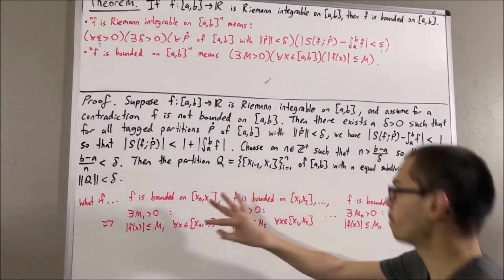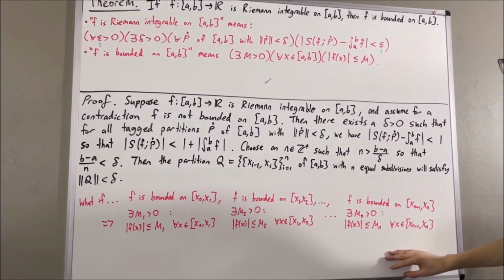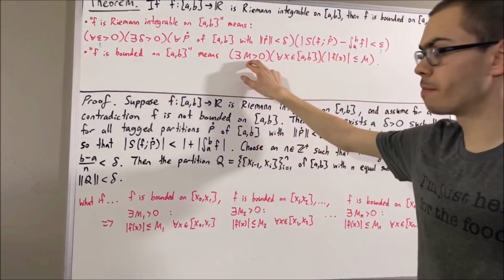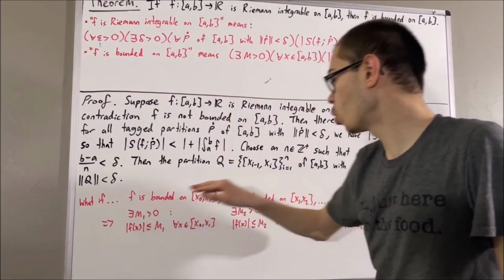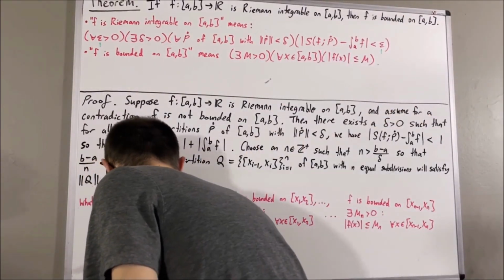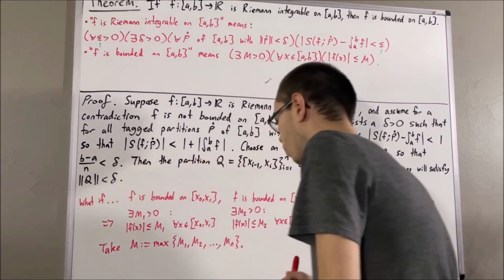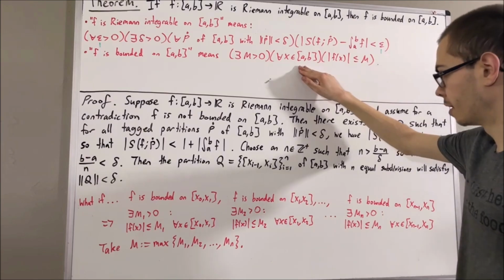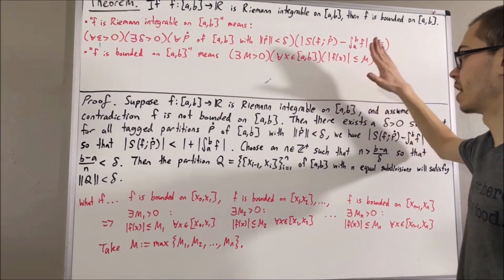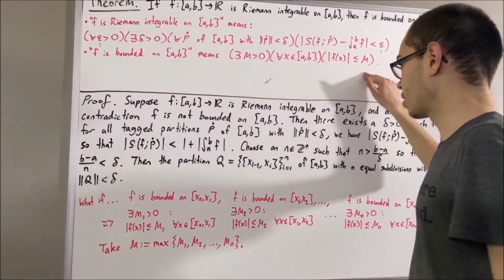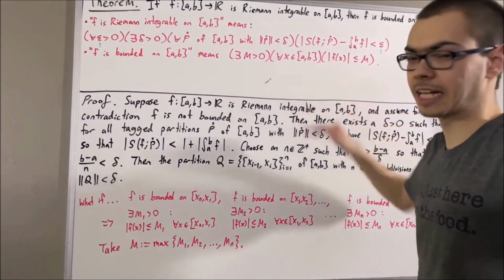But then, from this information, we could show that f is bounded on [a, b]. Because, in that case, we'll take m to be the maximum of m1, m2, and so on and so forth up to mn. Well then, with this choice of m, we can show for all x in [a, b], we have that the absolute value of f of x is less than or equal to m. So to prove that, we would give ourselves an arbitrary x in [a, b].